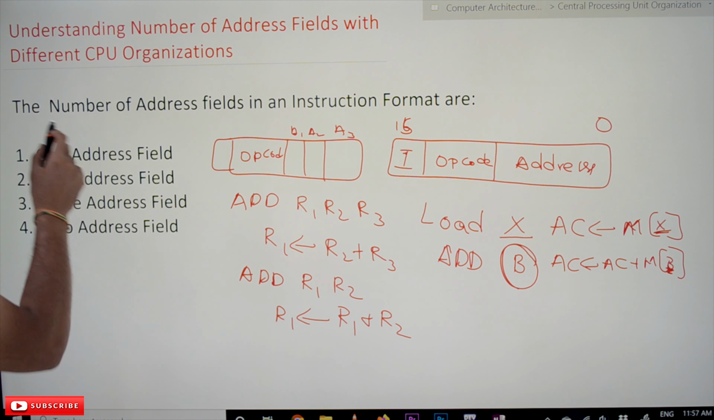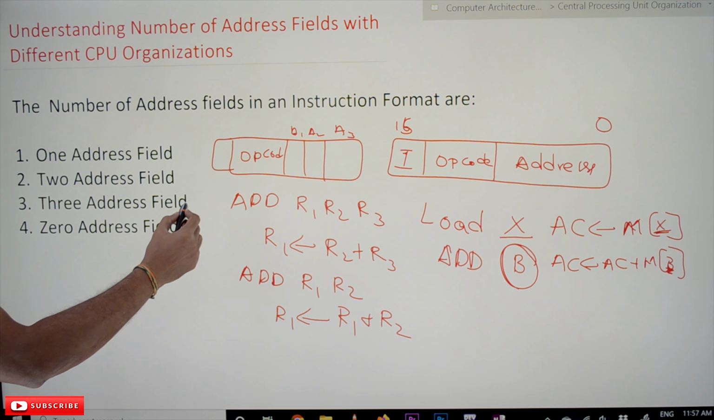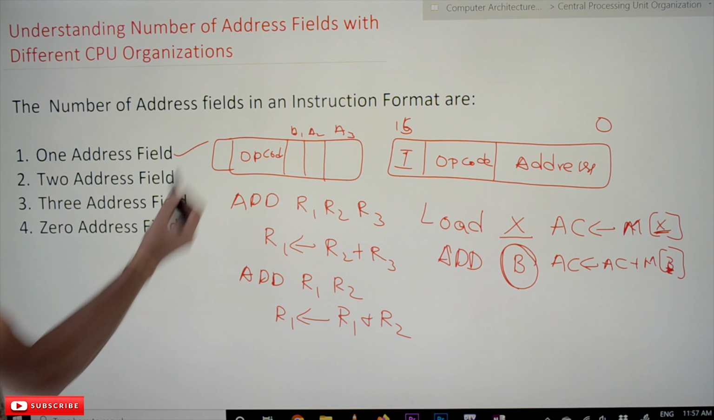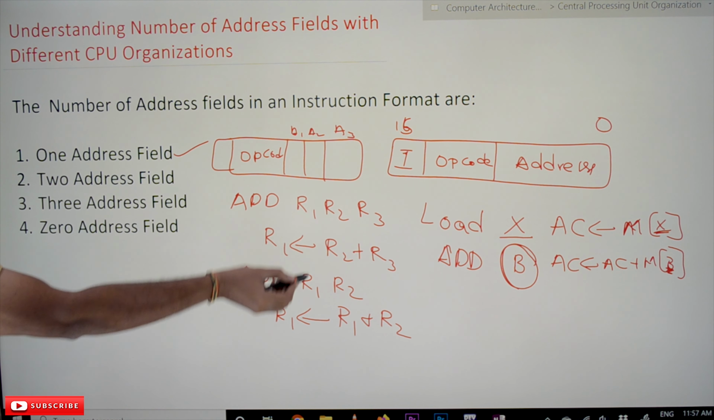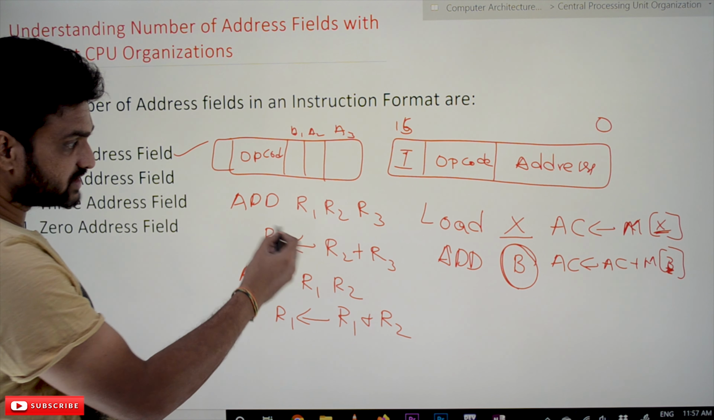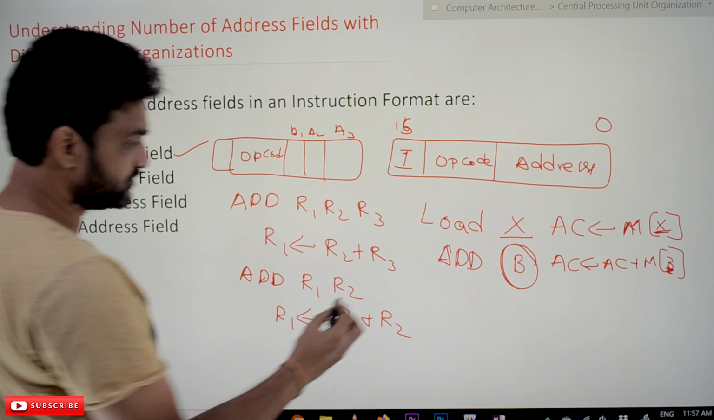Okay, so the number of address fields in the instructions are 1 address field, 2 address field, 3 address field and 0 address field. So far we have covered what is 1 address field and we have seen 3 address fields and 2 address fields also, and we will see the other kind of instructions in the general register CPU organization.